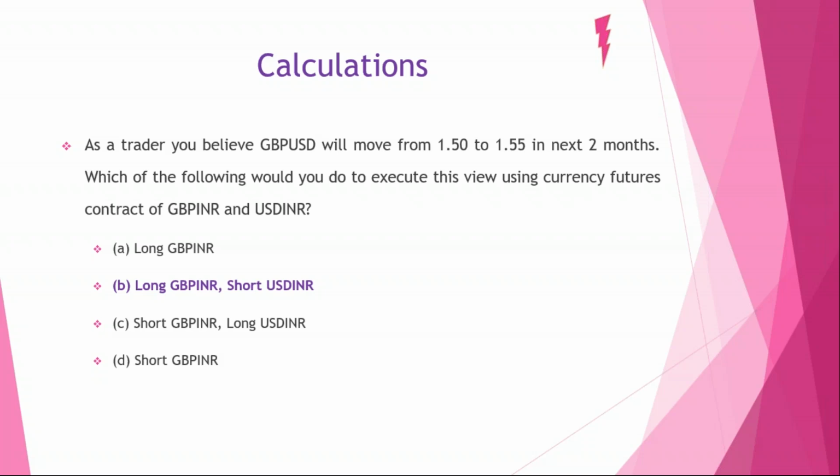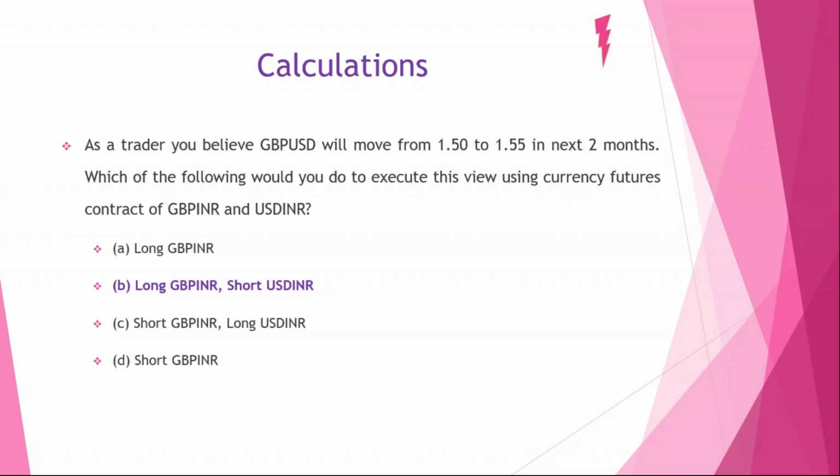Coming back to the calculation part of the currencies: as a trader you believe GBP USD will move from 1.50 to 1.55 in the next 2 months. Which of the following will you do to execute this view using currency future contracts of GBPINR and USDINR? Look, I'm talking about one single currency over two countries. GBP USD is another currency instrument in Forex. We can trade over it, we can buy, so we can even long GBP USD.